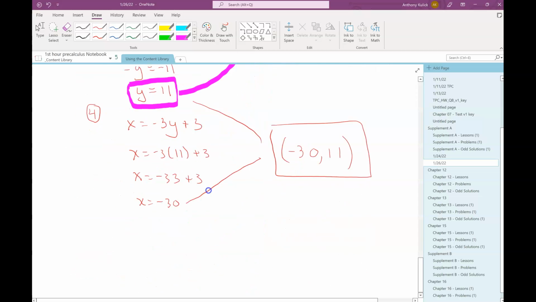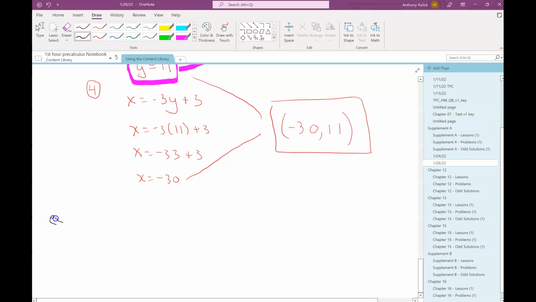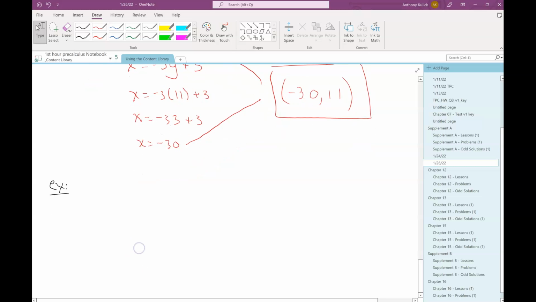Let's look at what will happen when we're doing these substitutions and we get one of the other solution possibilities, like no solution or infinitely many solutions. Let's see what that looks like. Because again, it's not always super obvious what that would mean.